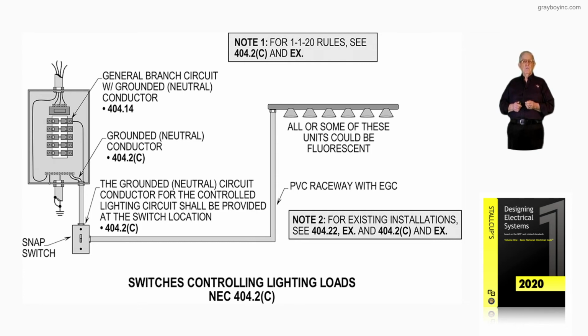The grounded neutral conductor, as we've said before, is 404.2C. The general branch circuit with an equipment ground and grounded neutral is 404.14. Now, notice that we bring the power into the switch, then the switch switches the ungrounded conductor to the lighting to control it, turn it off and on. And figure 11-36 is showing a snap switch controlling the lighting loads in accordance with 404.2C.